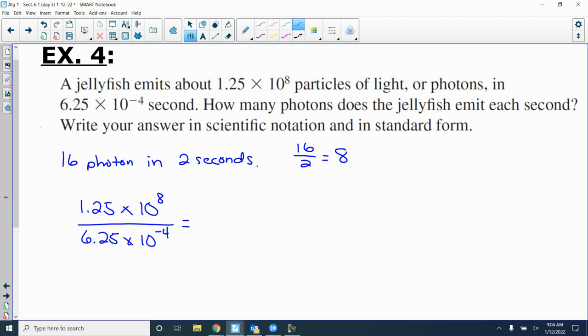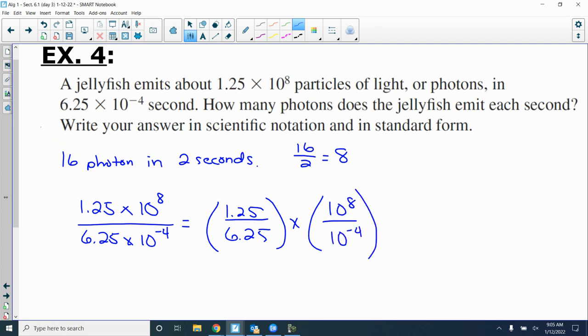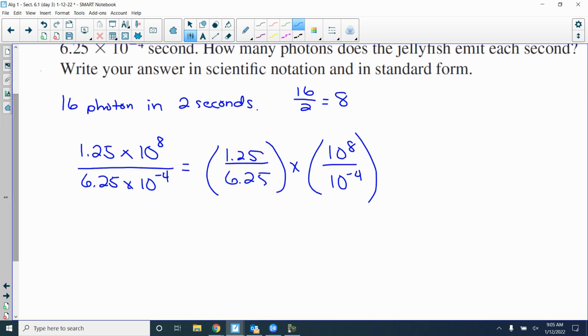Now, here's how you do this. We do both parts individually. I do 1.25 divided by 6.25. I treat that as a separate times 10 to the 8th over 10 to the negative 4th. And I'm going to do those totally separate. So what is 1.25 divided by 6.25? Use your calculator. Type it right in. See what you get. Ellen, all right, she says 0.2.